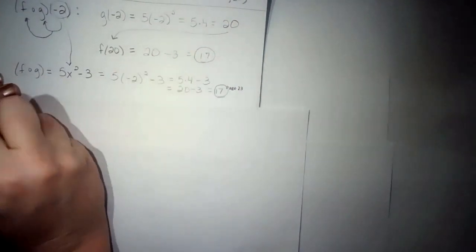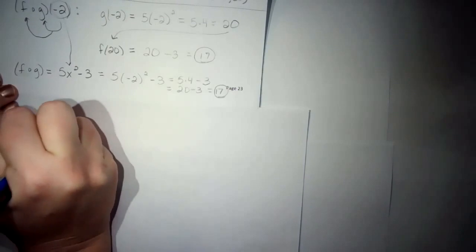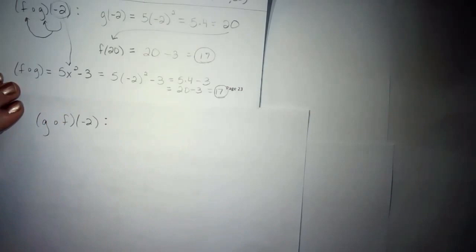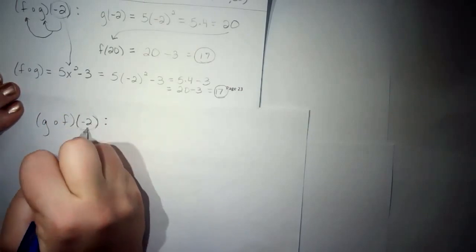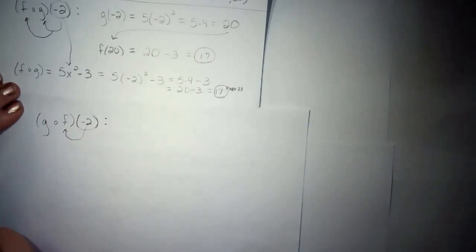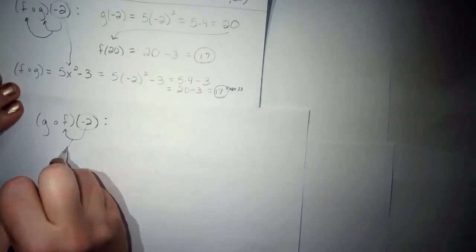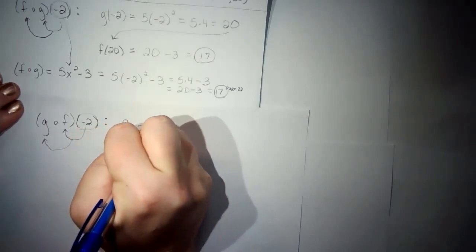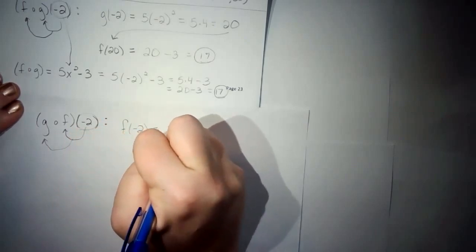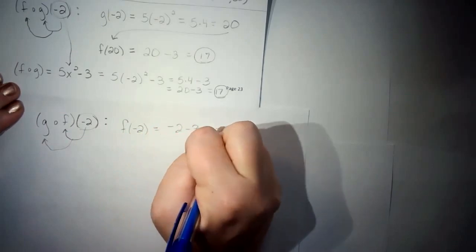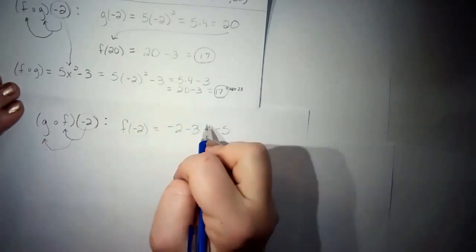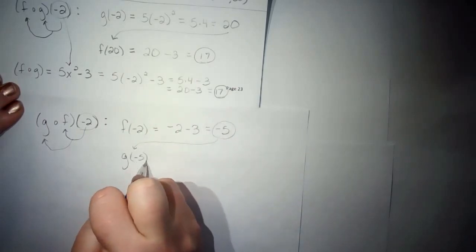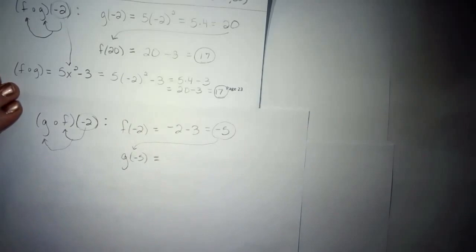So if I want to find g of f of -2, I have two options, right? I can plug -2 into f, come up with an answer, and then plug that answer into g. So let's see, f of -2 would be -2 minus 3, which is -5. Then I can take -5 and plug that into g.